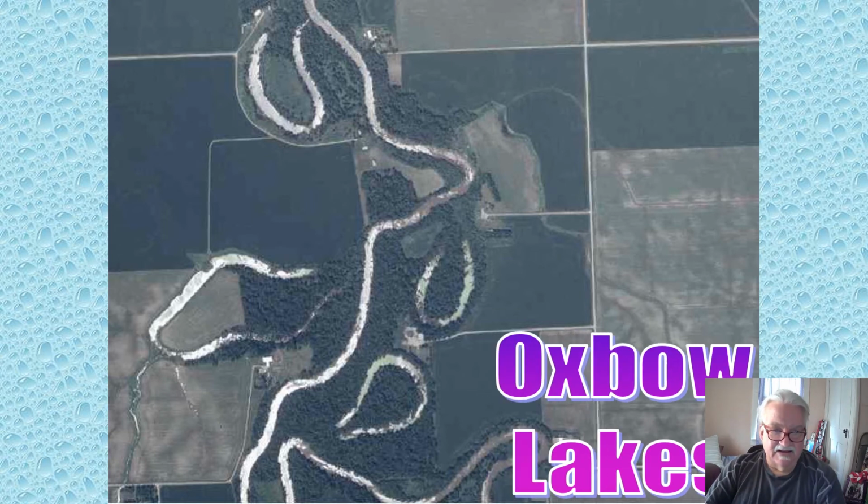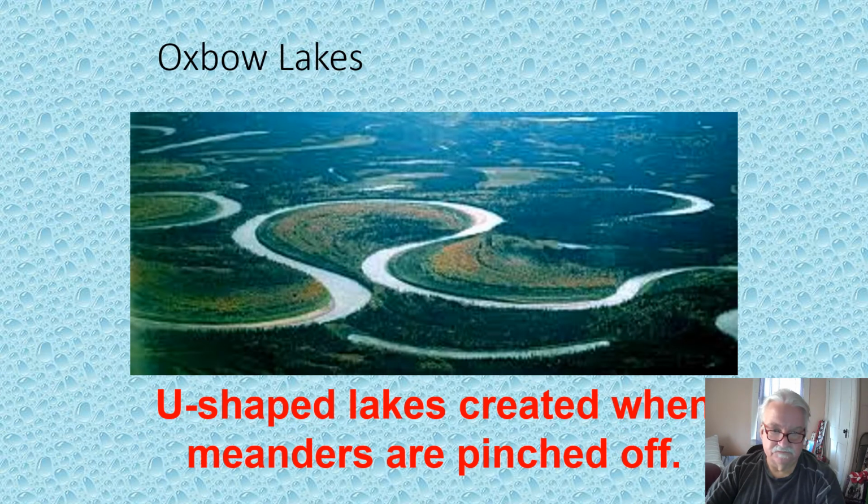Now we're going to look at oxbow lakes and how they form. Okay, these are oxbow lakes, which I mentioned before. I think I did, yeah, last section. And they are actually pinched off parts of the river. Okay, so the outside of a curve erodes more. So these are U-shaped lakes created when meanders are pinched off.